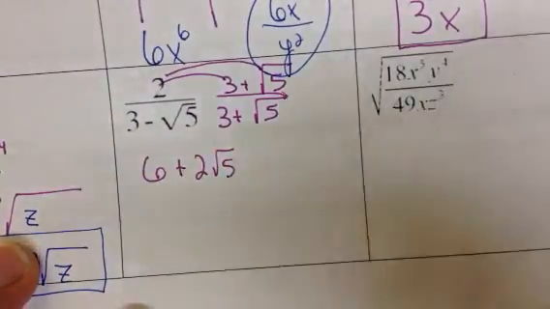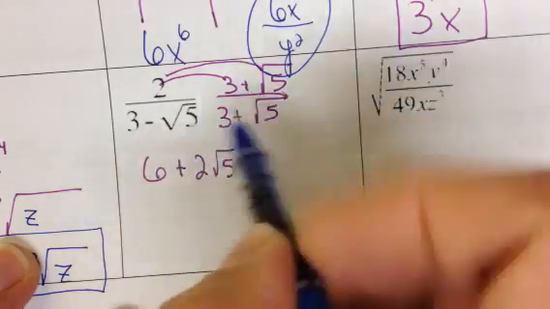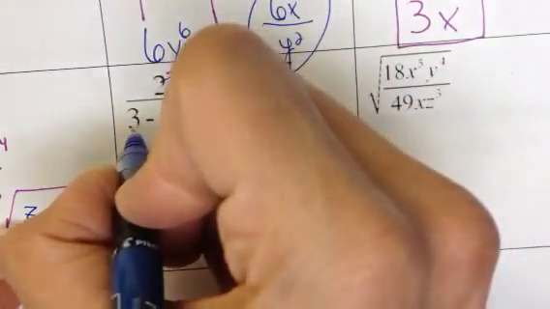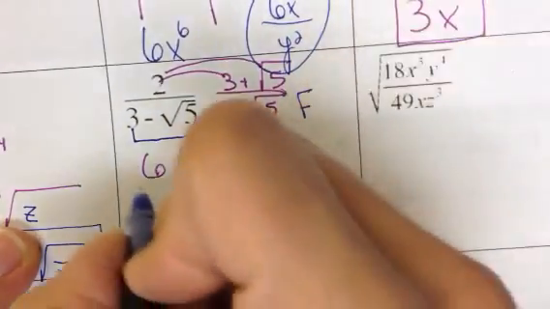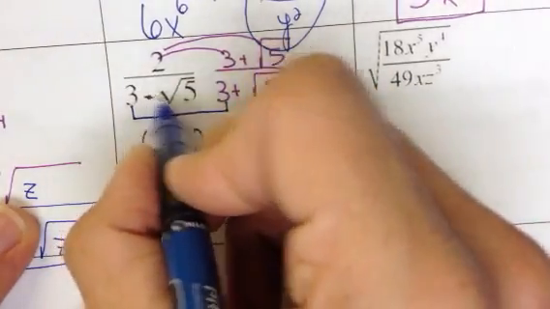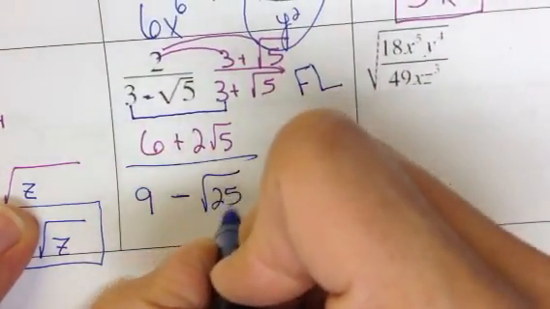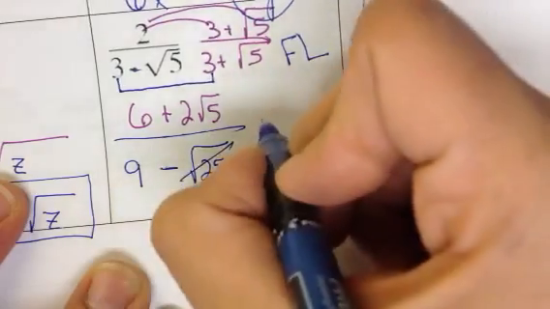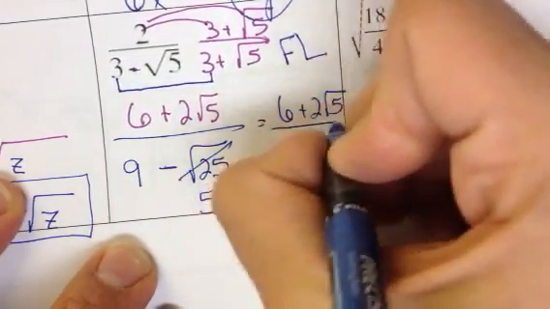In the bottom, you can multiply this, the 3 visits the neighbors, the radical 5 visits the neighbors, but the conjugate's going to make things cancel out. So again, you can just do F first, so that's 9, and I'm going to have a minus sign because when I multiply the L of FOIL, so square root of 25, that'll just turn into 5. So when I'm done, I'm going to have 6 plus 2 square root of 5 over 4.